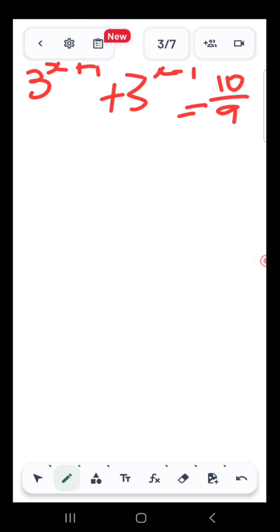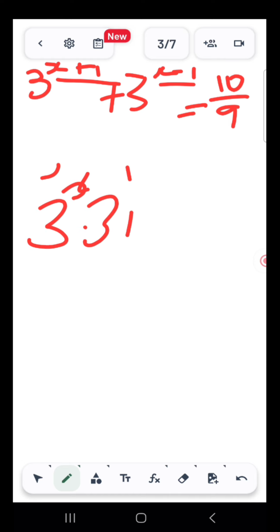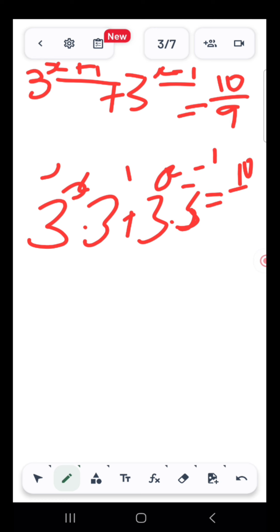So here, the first thing we do, it's obvious. We split the 3, right? So you have 3 to the exponent of x multiplied by 3 to the exponent of 1 plus 3 to the exponent of x multiplied by 3 to the exponent of -1, which will be equal to 10 over 9. And then we look for a common factor. The exponent also has a common factor, same as common factor everywhere, honestly speaking, right? It can be used anywhere in algebra.